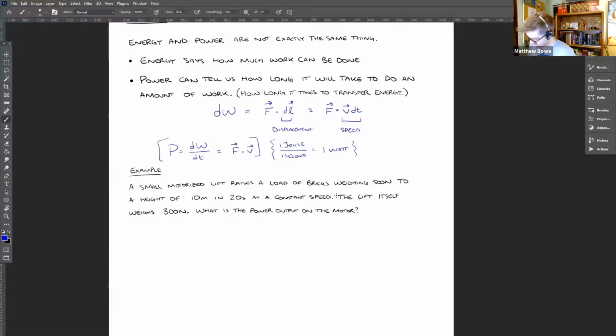But for this problem, the lift raises bricks weighing 500 newtons to a height of 10 meters in 20 seconds. Assuming a constant speed, the lift itself weighs 300 newtons.